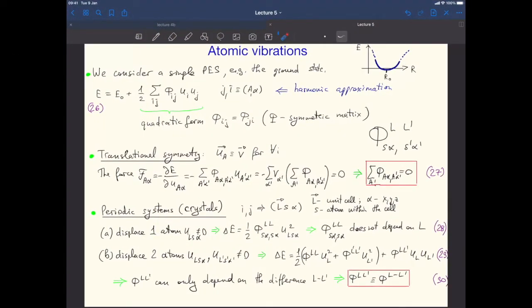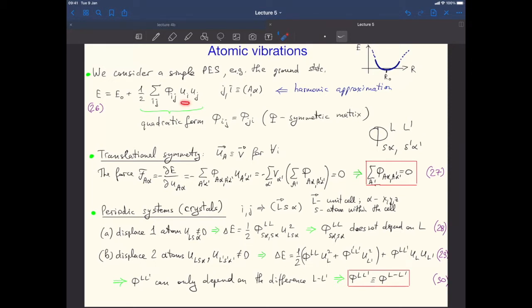For this slide, we shall start our discussion on vibrations. So we can see the single potential energy surface with a minimum at some point R naught, and we shall expand our potential energy of the system, being a molecule or crystal, in terms of a Taylor series with respect to atomic displacements.